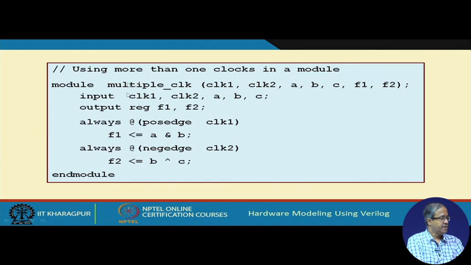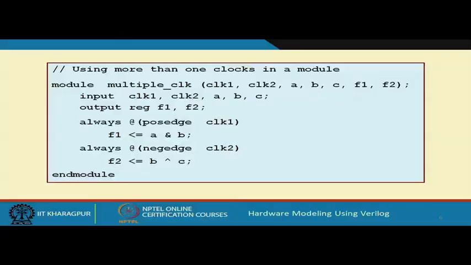This example shows that you can have a module where you can use more than one clock. There can be very complex designs. In such complex designs, you may be using not only one clock, but more than one clock. So, one clock signal may be used to control one part of the circuit, the other clock signal may be used to control some other part of the circuit, and those two parts may be executing concurrently under the control of the two clocks. The two clocks may be of different frequencies also, right.